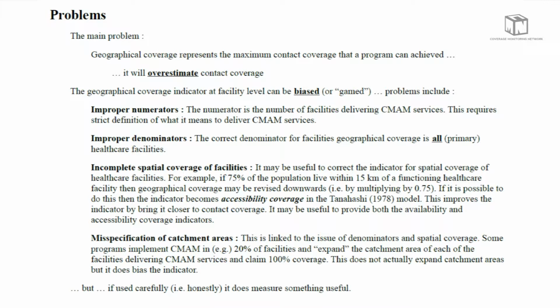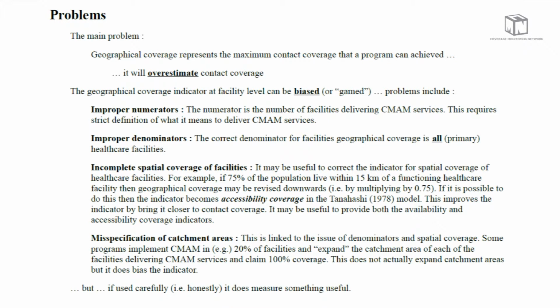Next slide, please. Now, all sorts of problems. I don't want to bore you with sets of problems. This is just some of them. So we can have improper numerators. We need a strict definition of what it means to deliver CMAM services. So in Sierra Leone, for example, not now, but in the recent past, delivering CMAM services meant that when somebody came to a clinic, they had a MUAC strap put on their arm. If they had a MUAC below 115 millimetres, they were referred to a clinic 20 kilometres away. Now, there was a lot of loss there. At least there was screening going on. But I don't think that counts as offering CMAM services. That's offering screening, which is a different thing from delivering CMAM services. It's just one part of CMAM services.